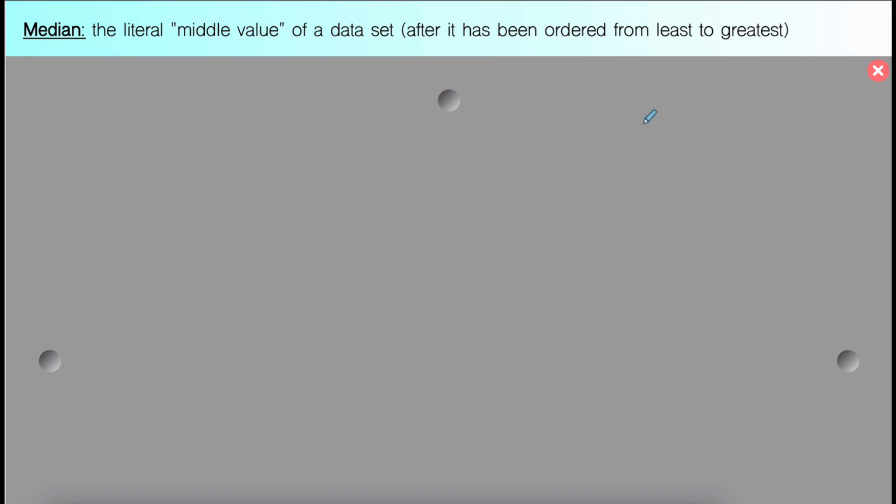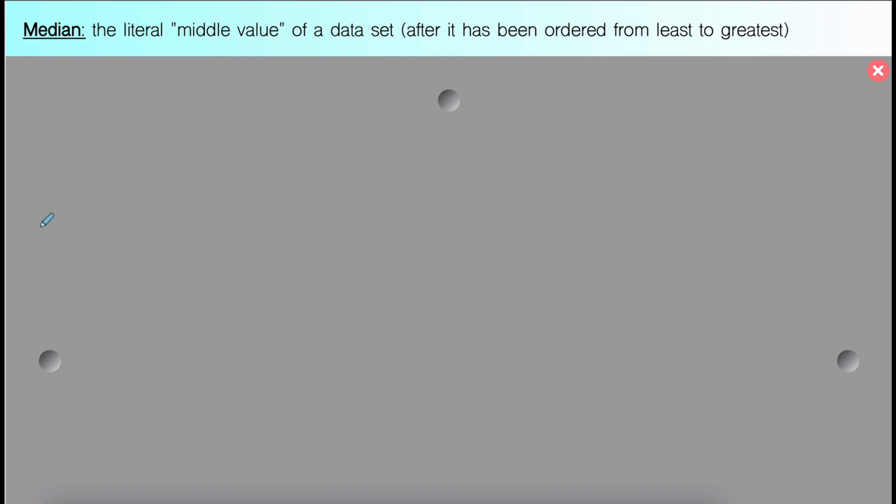Now, if you were to take the word median and translate it literally, it means the middle. If you've ever driven anywhere where there's a highway and there's a median, that's the thing that separates the people driving one direction from those driving the other direction. Median literally means middle. So the median of a data set is the middle value of a data set.